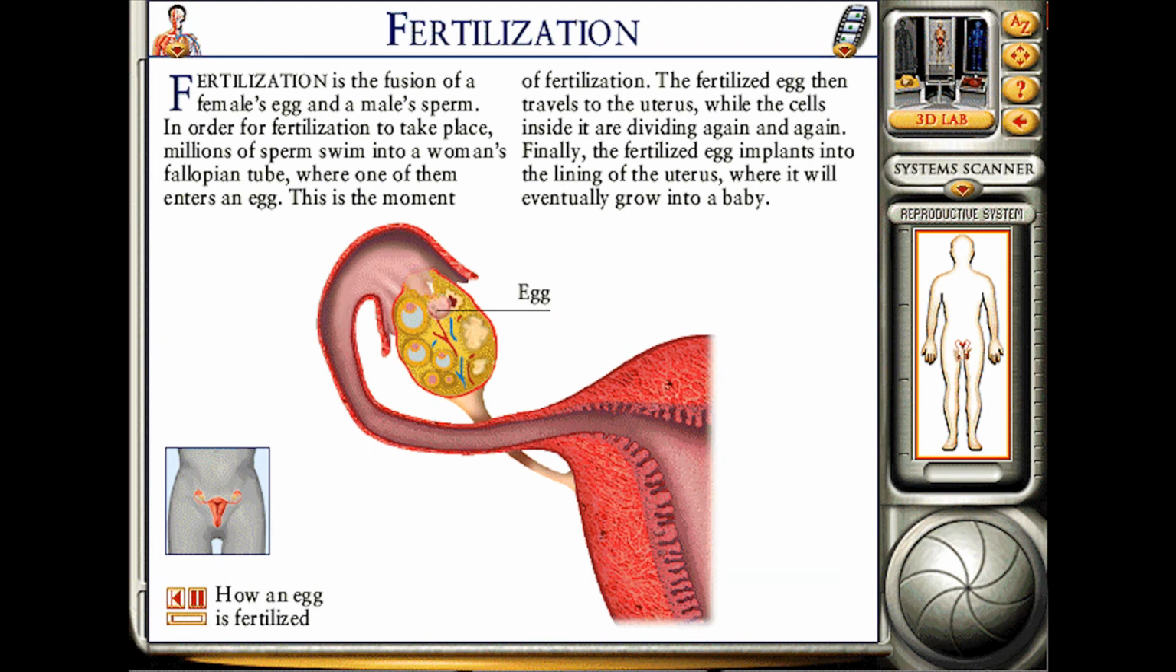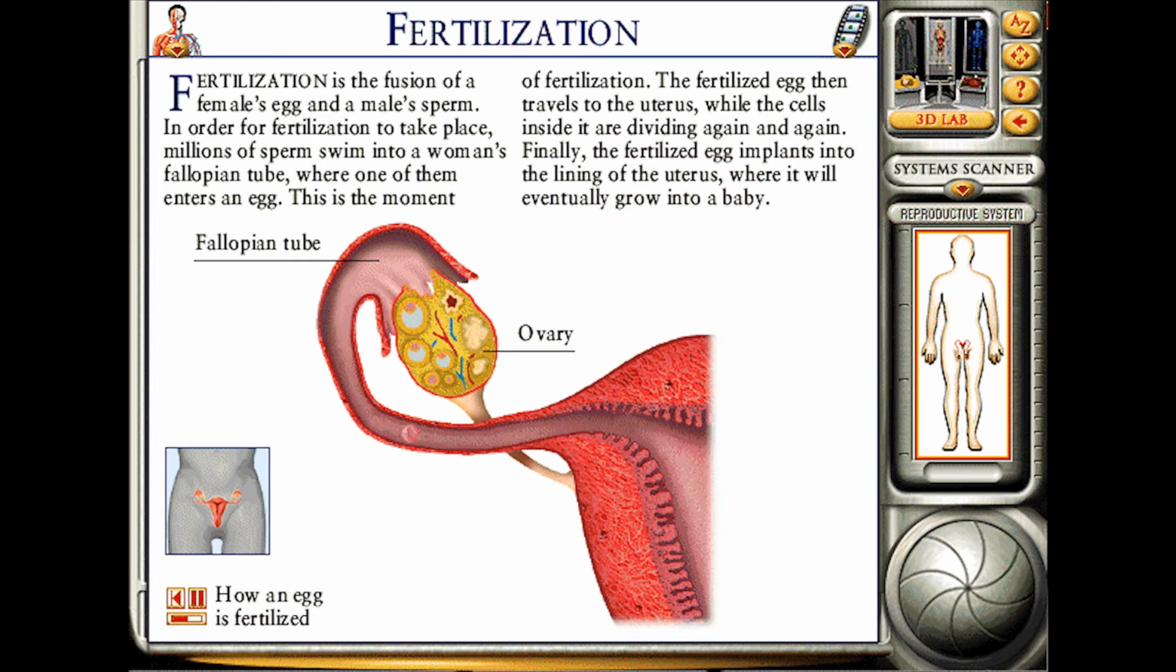A woman's egg is released from her ovary into the fallopian tube. At the same time, millions of sperm from a man swim along the fallopian tube to meet the egg. Fertilization takes place when a sperm penetrates the egg.